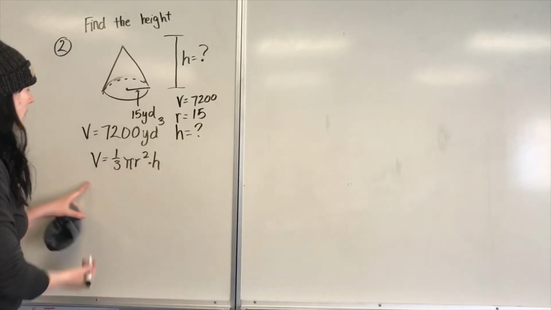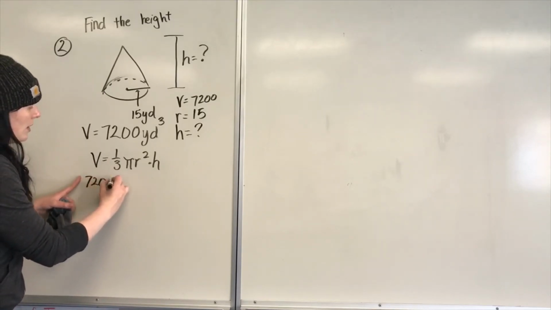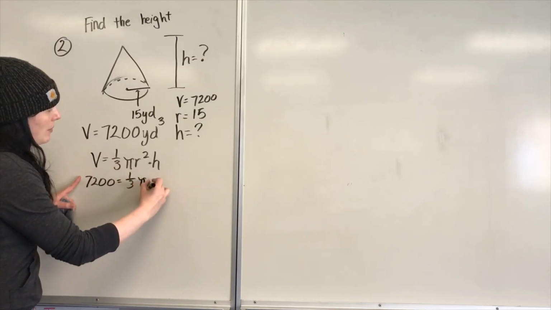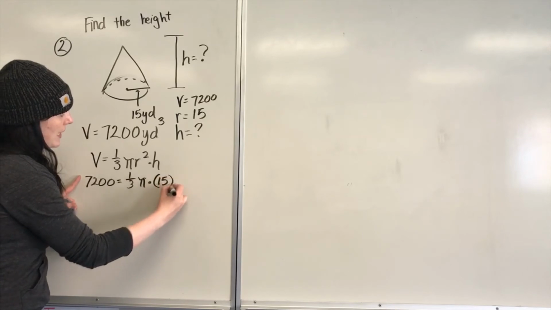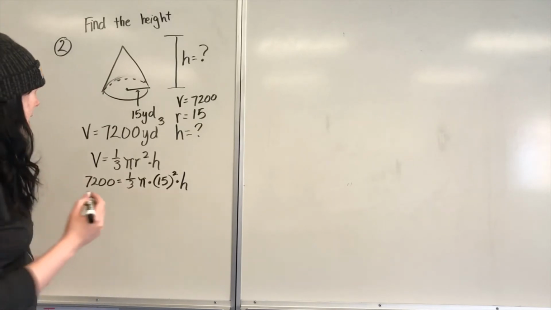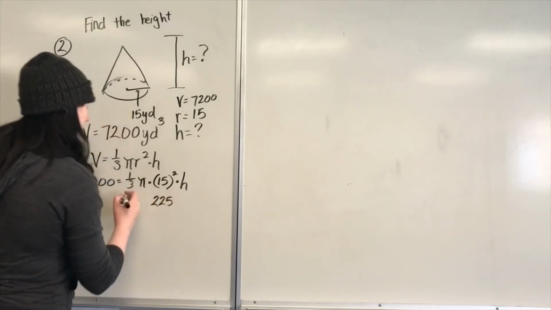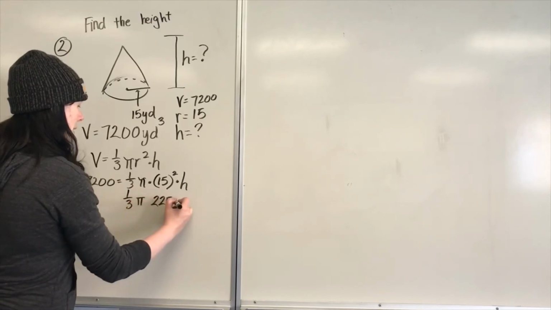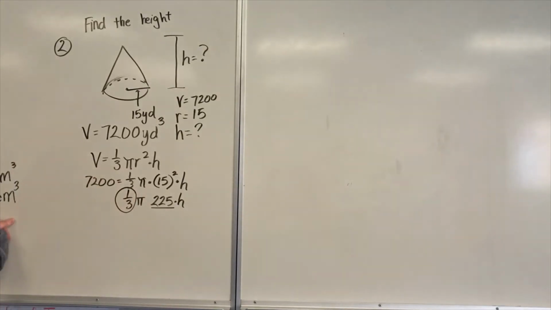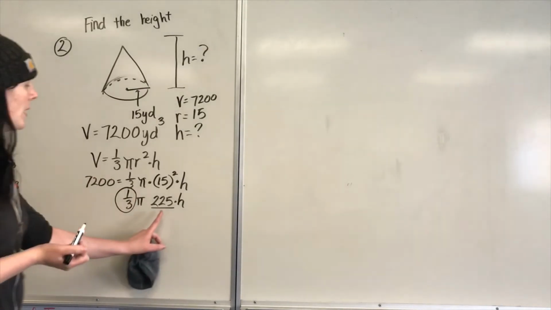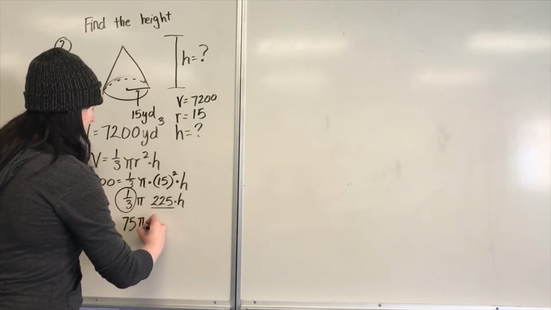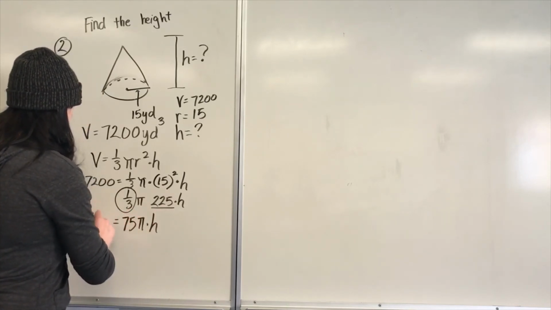That's what we're going to be solving for. So we're going to go ahead and plug in everything we know. Our volume is 7,200 equals 1/3, just rewriting it, multiplied by pi, multiplied by our radius squared, which is 15 squared, and multiplied by the height. So 15 times 15 is 225. Rewriting everything else, I'm going to do 225 times 1/3, or we can also say this is the same as dividing by 3. So 3 goes into 225 75 times. That pi is still there, and then we have multiplied by our height.